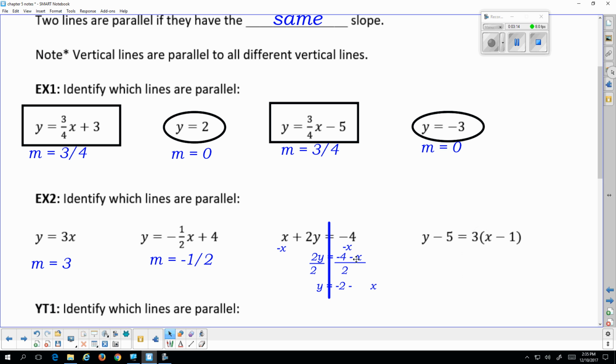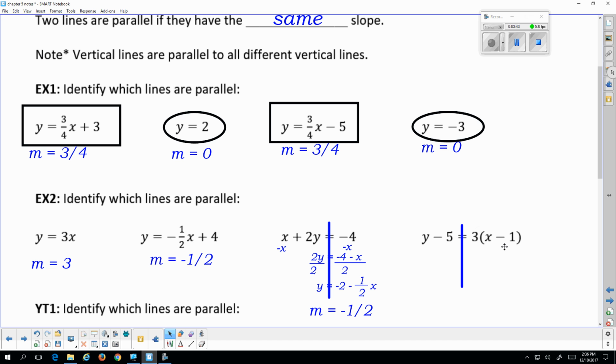Now, -x divided by 2, remember that's -1, so I'm going to write that as -1/2. So in the end, when we divide by 2, -4 divided by 2 is -2, and then -1 divided by 2 is -1/2 x. So what's the slope of that line now that we have y by itself? The slope is -1/2. Okay. And then the last one, is y by itself? No, so we've got to solve for y first.